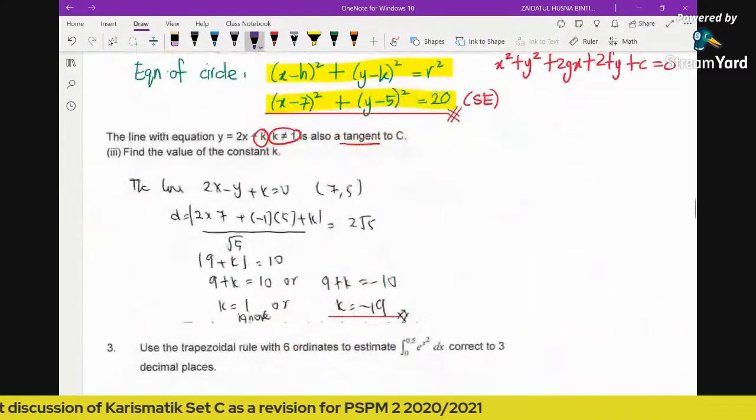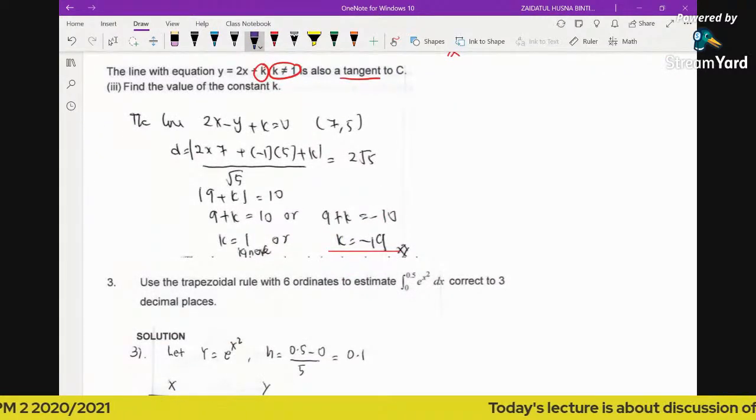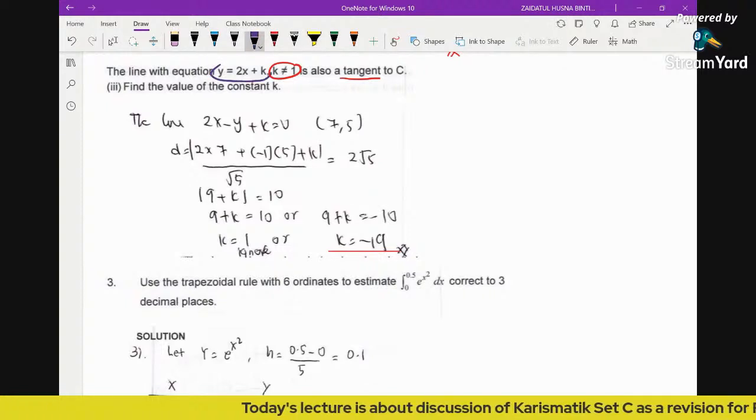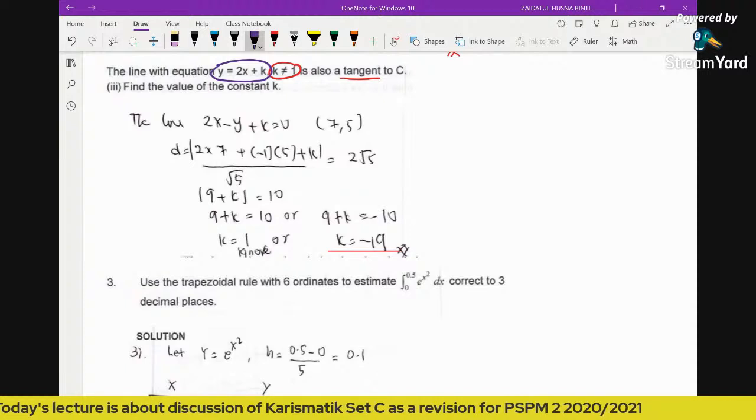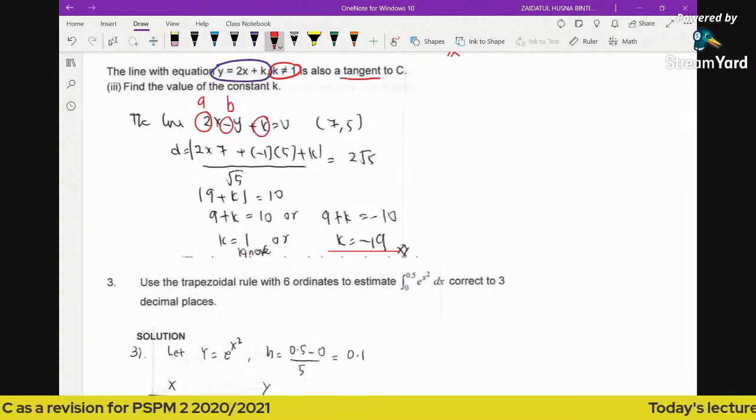So we are going to use the formula of shortest distance just now. The line here, we rewrite: y equals 2x plus k in the form 2x minus y plus k equals 0, where this is the value of A, this is B, and this is your C.